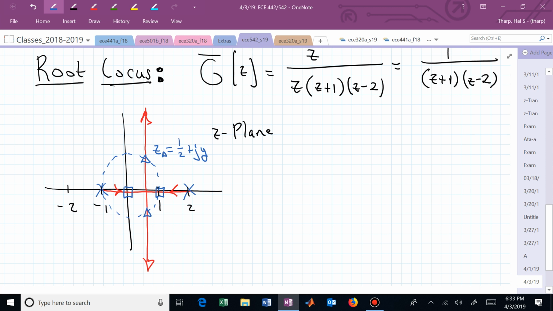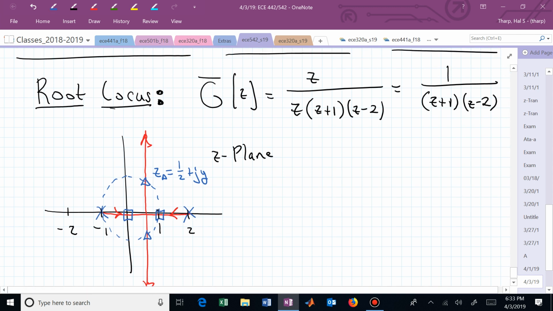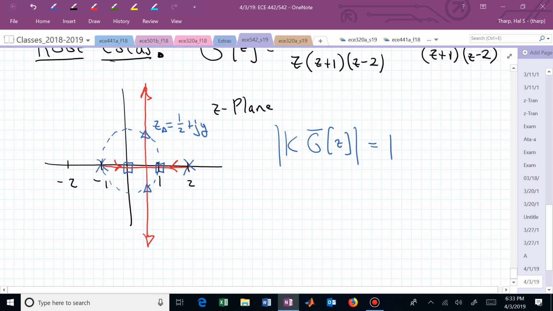And we also know that based on the magnitude condition, we know that needs to be 1. And we can use this to actually help us figure out what K is at various values of z. Or we now have K over the magnitude of z plus 1, magnitude of z minus 2, and I'm assuming K is greater than or equal to 0, so I'm just going to leave K outside the absolute value sign.